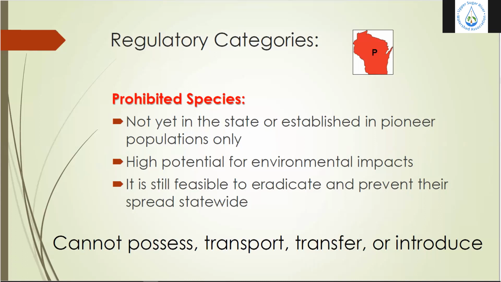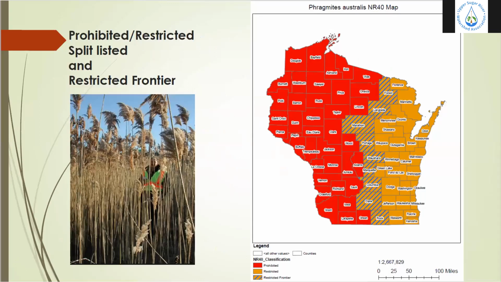It gets even more complicated when you have some split listed species. For example, this is Phragmites, which is going to be restricted on the east part of the state where it's pretty common, but prohibited on the west side where it's not yet common. And you can see there's a line down the middle that marks that frontier. So a way that we at Upper Sugar will focus our work is to work on prohibited species as much as possible in accordance with the DNR, trying to make sure that our efforts are as effective as possible to nip things in the bud. An ounce of prevention really is worth a pound of cure when it comes to this kind of work.